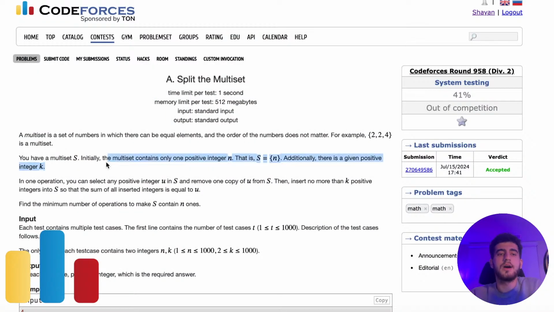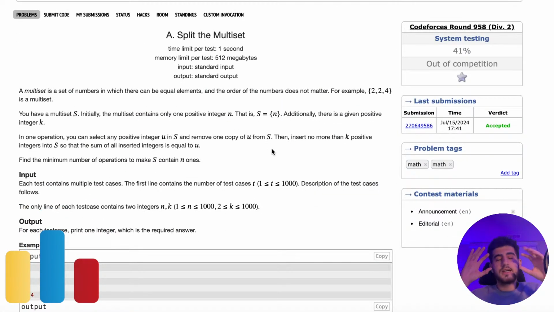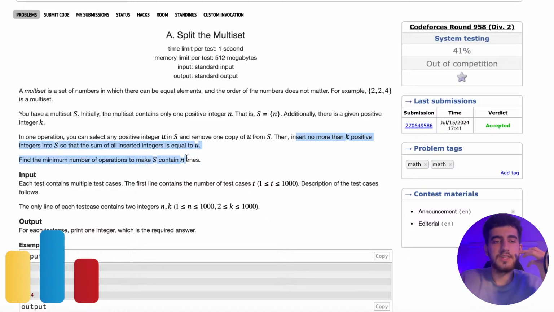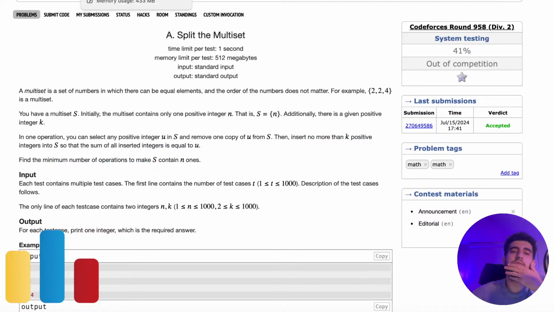Well, problem A states that assume you have a multiset of numbers. You have a multiset S. The multiset initially has only one positive integer n, and each time you can choose a number, remove it from your multiset and replace it with at most k positive integers. You can insert no more than k positive integers into S instead. At the end, you want to have n ones. What is the minimum number of operations in order to have that?